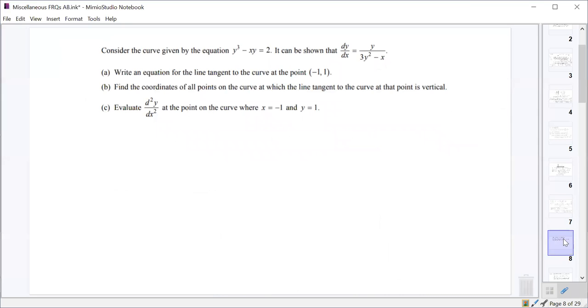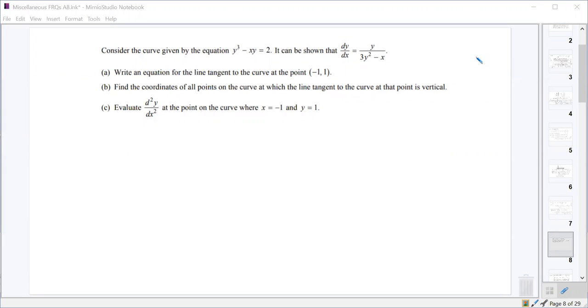Let's see here. I think that'd be a good one. Let's do this one. Requires some implicit differentiation, some second derivatives of an implicit derivative. Some fun stuff. Let's do this one, it's just the next one in that packet. So we'll go with 15 minutes here to work through it, and then we'll talk about it. Ready, go. Part A, write the equation of the tangent line at -1, 1.